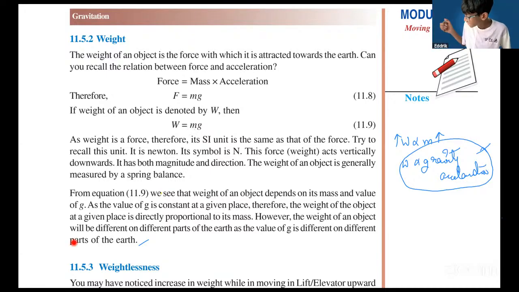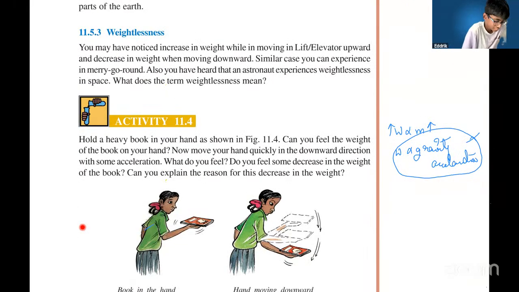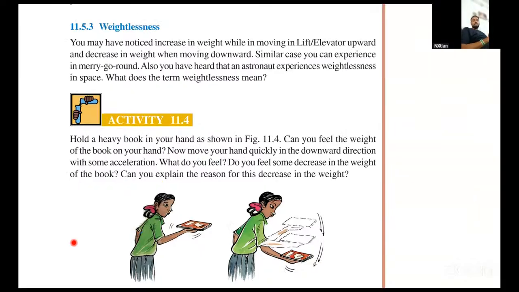Small g or capital G? Small g, beta, not capital G.